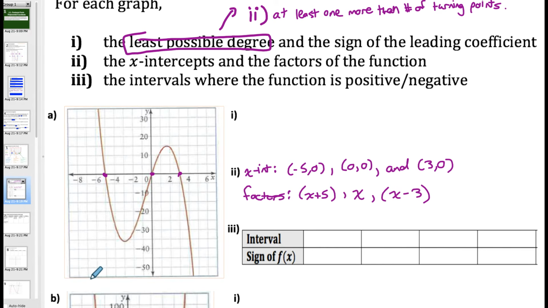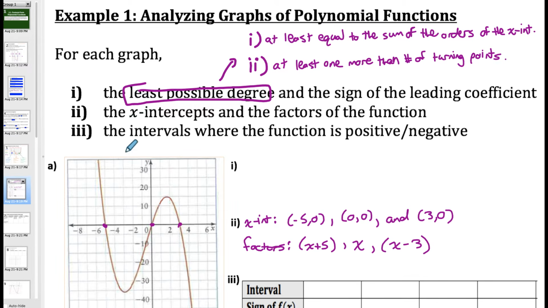So if I add those orders together, that would give me one of my 2 checks for finding least possible degree. So it's at least equal to the sum of the orders. So 1 plus 1 plus 1 is 3, so it has to be at least degree 3 according to that. But we also have to check turning points. Has to be at least 1 more than the number of turning points. There are 1, 2 turning points, at least one more than that. So yes, it is degree 3. So least possible degree equals 3.